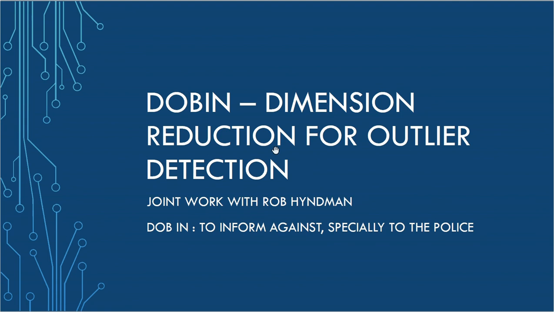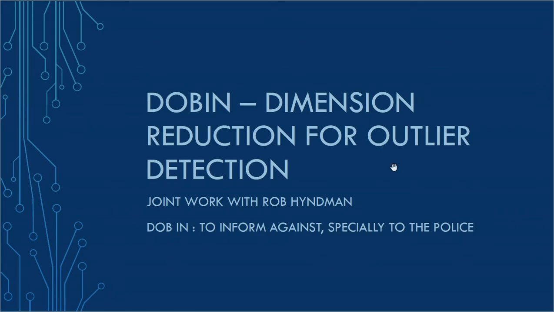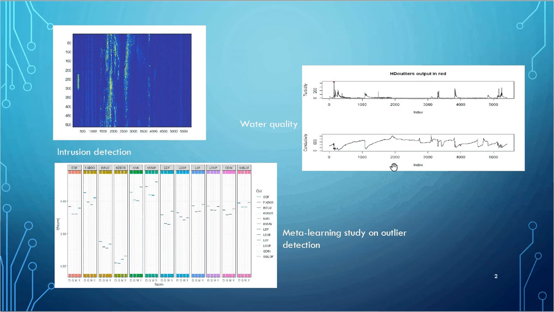Hello and welcome. In this video, I'm going to talk about DOBIN, a dimension reduction method for outlier detection. This is joint work with Rob Hindman. To DOBIN means to inform against, maybe especially to the police. That's a definition from the Collins Dictionary, and naming credits go to Rob.